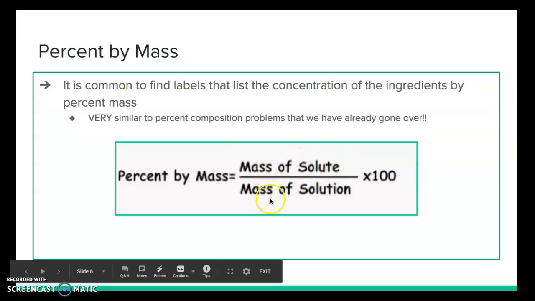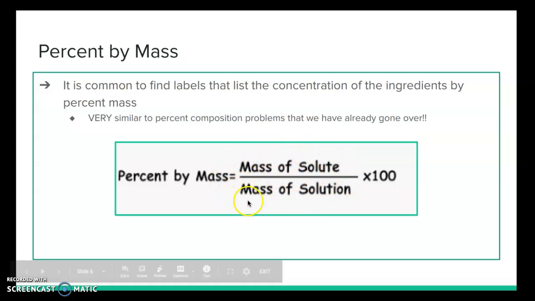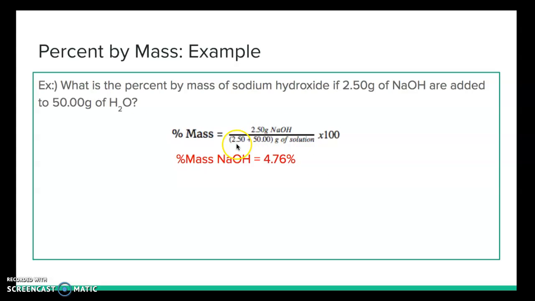And then we have to find the mass of our solution, so the total mass, the mass of our whole. The mass of our part is that sodium hydroxide. The mass of our whole, we need to find the total mass. So in order to do that, we need to add together the 2.5 grams of sodium hydroxide with the 50 grams of water. And then when we do that, we multiply by 100 to get a percent, we get that the mass of sodium hydroxide is 4.76% of our solution that we have.